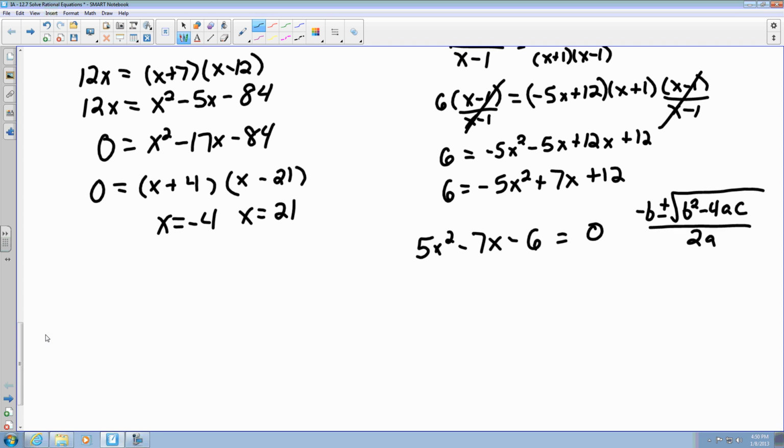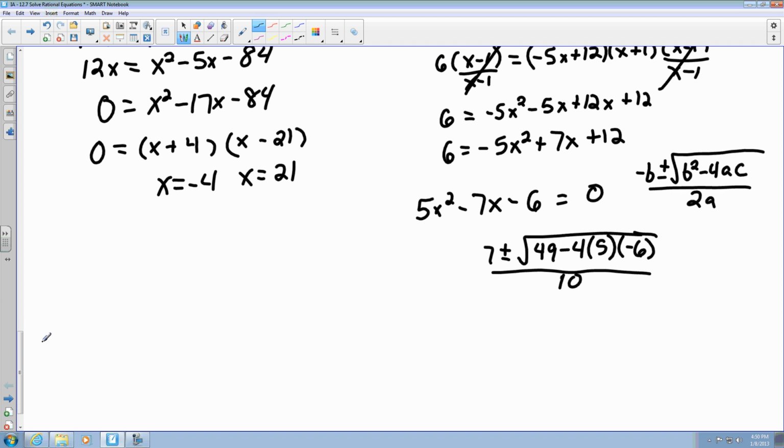And so if I were to plug in those, my negative b, which would be a positive 7, plus or minus the square root of b squared, which is 49, minus 4 times a, which is 5, and times c, which is negative 6, all over 2a, which is 10. So I got 7 plus or minus the square root of 49 minus, so I got negative 6 times 5, which gives me a negative 30, times 4, which gives me a negative 120, so actually that becomes a plus, all over 10.